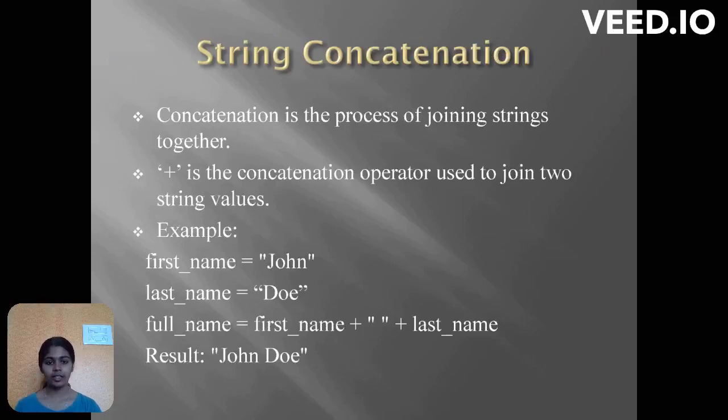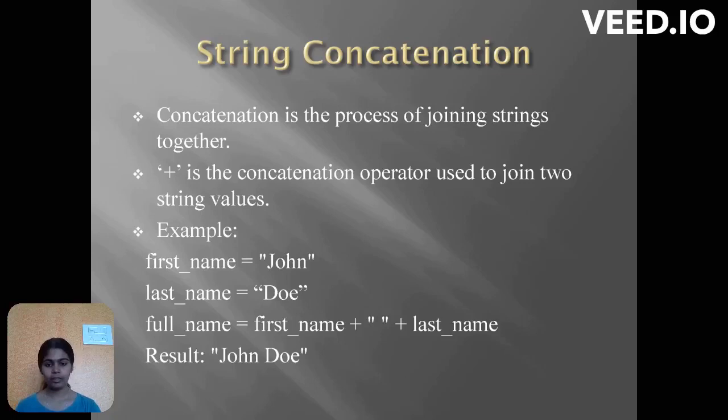So we have string concatenation. Concatenation is the process of joining strings together. So the plus sign is used to join the strings. That is the concatenation operator, which is used to join two string values. Here we have an example.